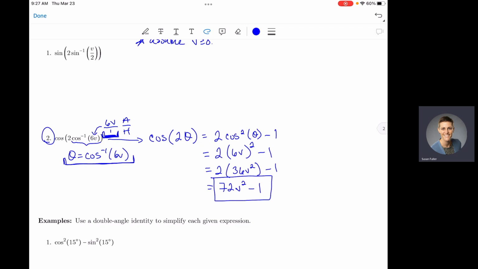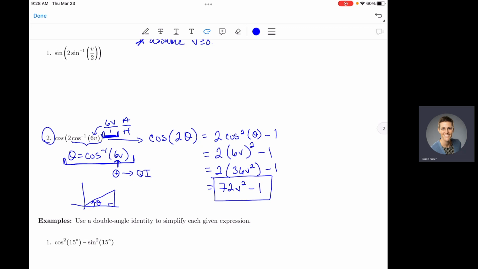So if I had to find the other trig values, because theta is the inverse cosine of 6v, and I'm assuming v is positive here, that means this ratio of 6 times v is also going to be positive. Because I have a positive ratio, inverse cosine is going to take me to an angle that lives in quadrant 1. So I'm going to draw a triangle in quadrant 1. Here is that angle theta that inverse cosine is going to give me.